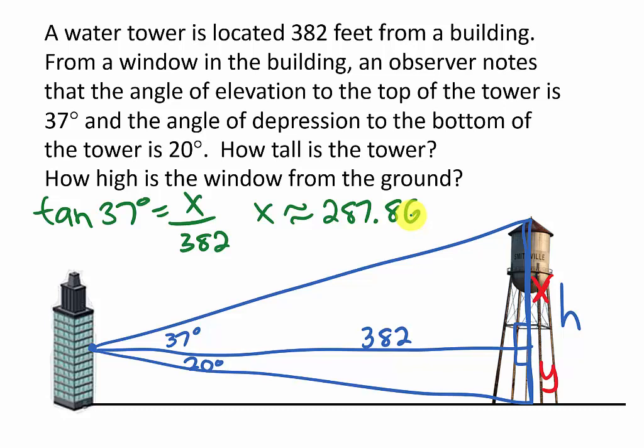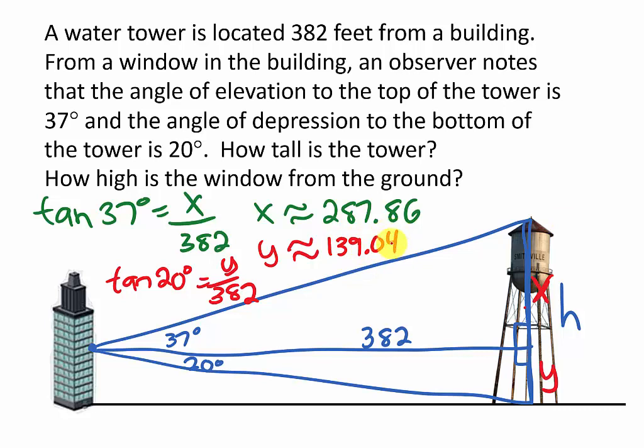Okay, so now I'm going to find y, and in order to find y, I'm going to use the lower triangle. I see that y is the opposite side and 382 is the adjacent side, so I'm going to use tangent again. The tangent of 20 degrees is y over 382, and I can solve that for y by multiplying the 382 over. So 382 tangent of 20 is 139.04.